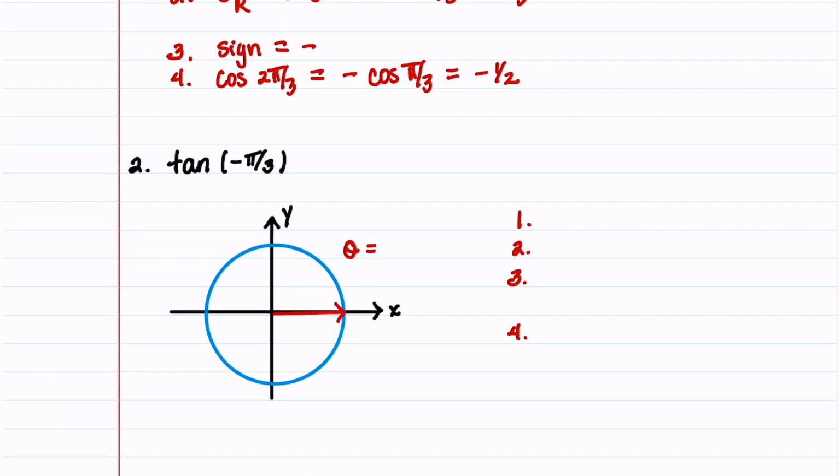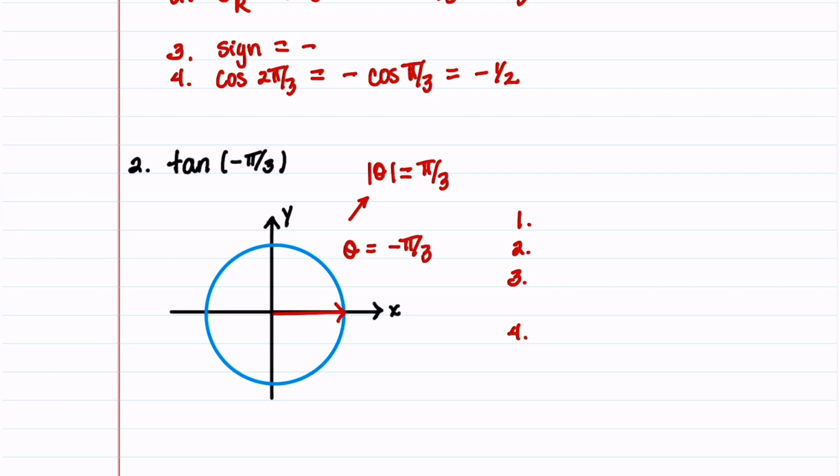In our second example, we're asked to find the value of tangent of minus pi over 3. So we'll begin by marking down that theta is equal to minus pi over 3. And then we'll make a note that the absolute value of theta is pi over 3, and we'll need that in a little bit.